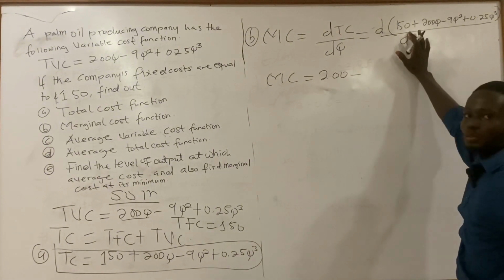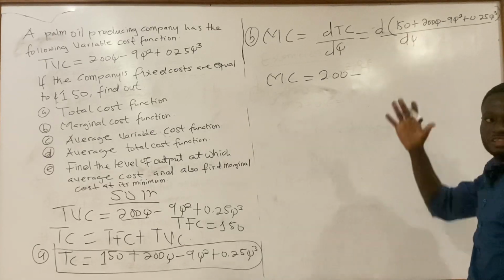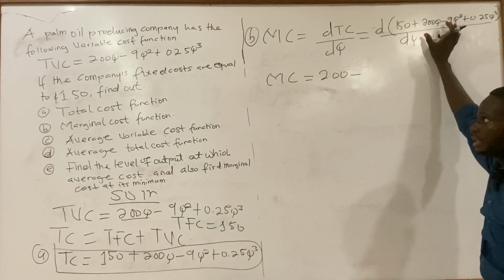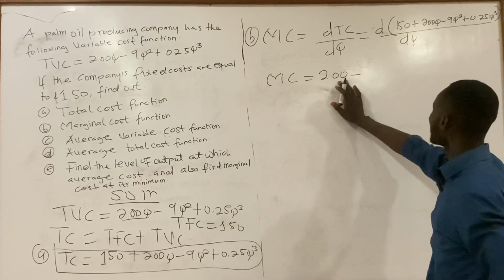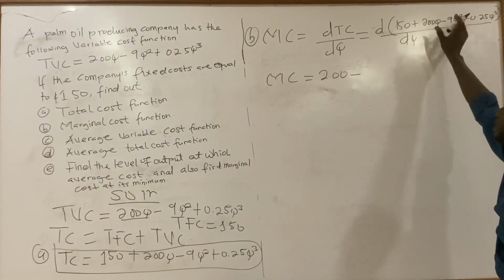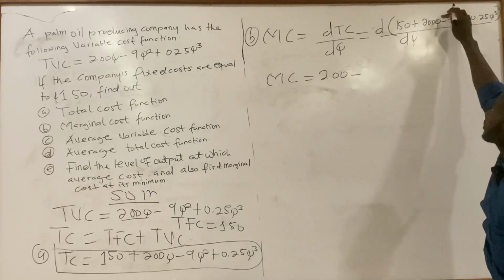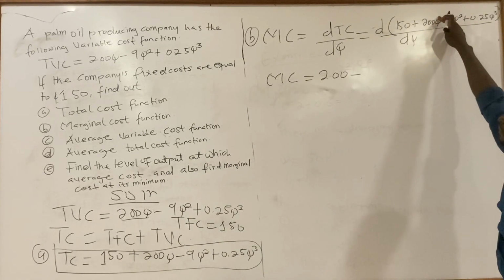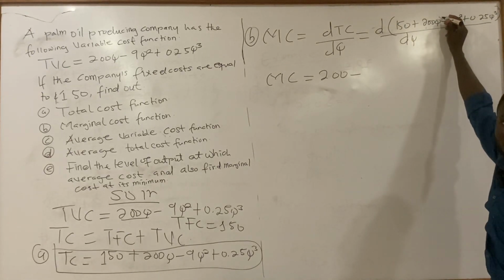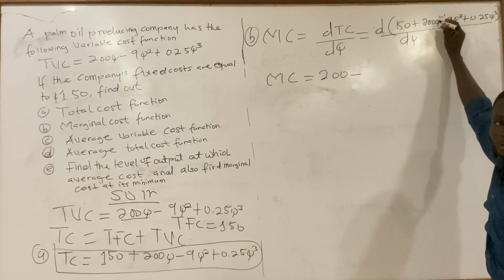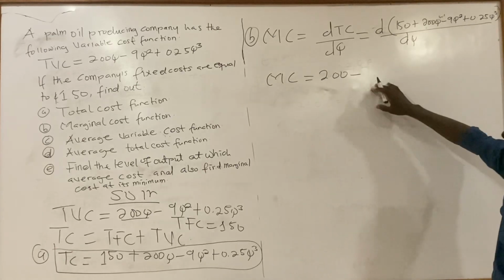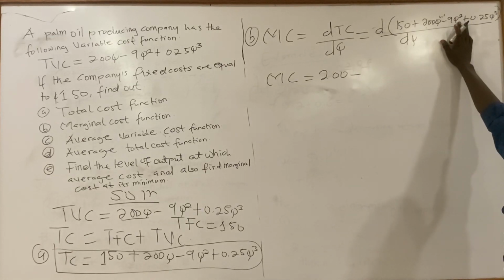minus... differentiate 150. You know that differentiating a constant gives you 0. Then you differentiate 200q and you get 200, because when differentiating 200q, you multiply the 200 by the exponent and then subtract 1 from the exponent. So 1 minus 1 will give you 0.